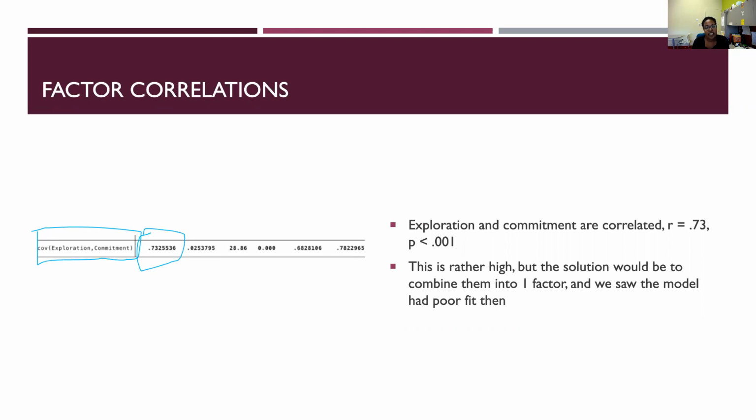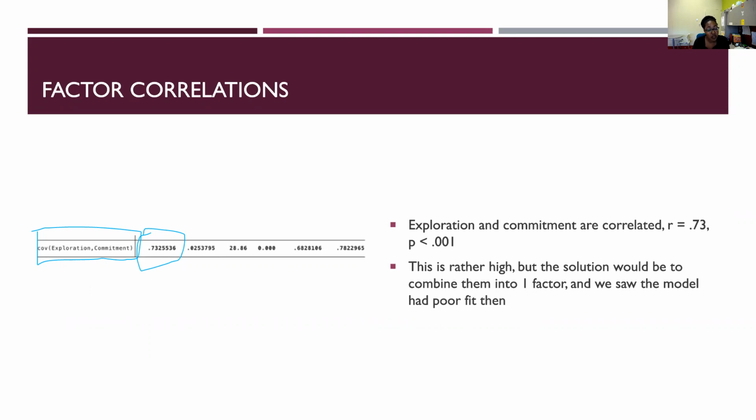But in this case, the solution would be to combine them into one factor to say, okay, if exploration and commitment are almost the same thing, then they could just be one factor under ethnic identity, right? But you remember, we already tried that. We did that analysis already, where we showed that the model with just one factor did not fit as well as the model with two factors. So it does seem better to say that exploration and commitment are the two factors of ethnic identity.